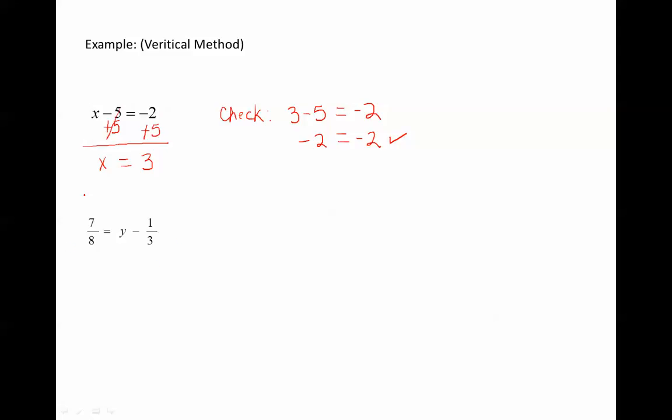Okay, now don't let it throw you off when it has fractions in there. You still do it the same way. You want to get y by itself. Now y is on the right hand side here, so we need to get rid of the minus 1/3. So to get rid of minus 1/3, you're going to add 1/3. So it's going to cancel out on the right because negative 1/3 plus 1/3 is 0. So you have your y left over here, but now we have to add these together. So we have to have a common denominator, which is 24.